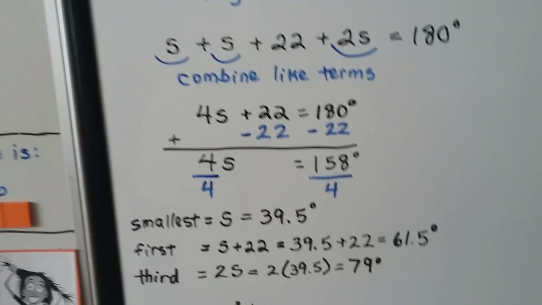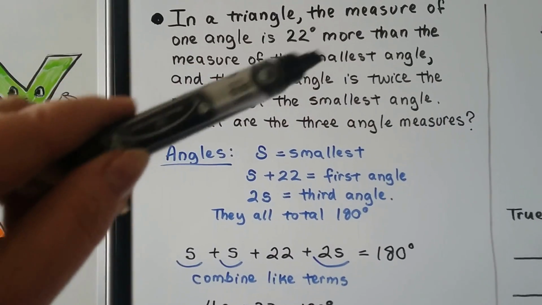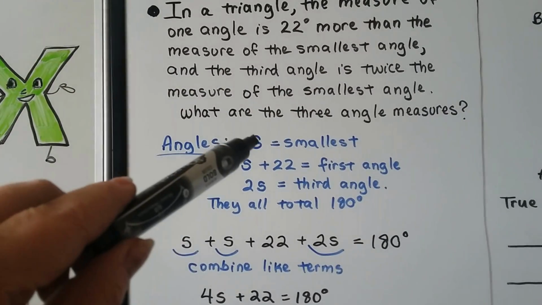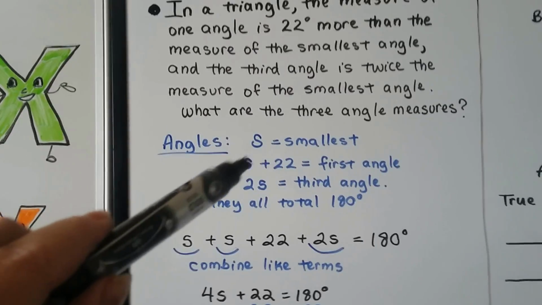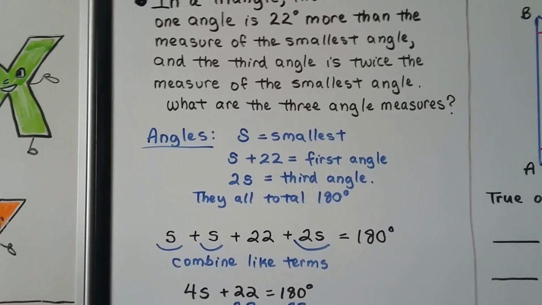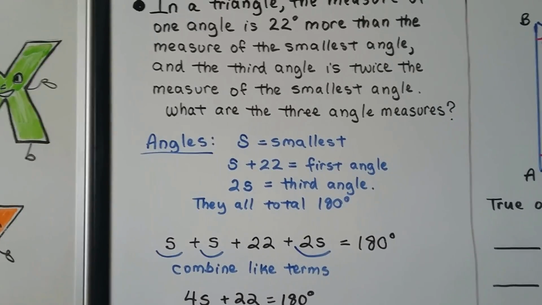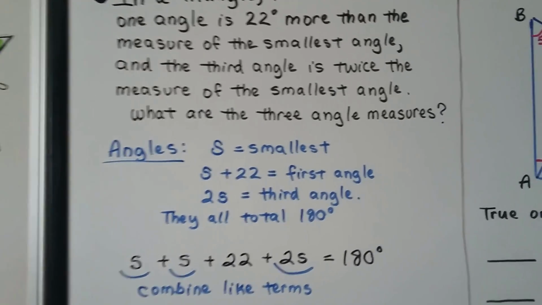Okay? So, because it was comparing everything to that smallest one, I knew that was going to be our X, or in this case, our S. And then we did a plus 22 or a 2s to represent the other ones, okay? So that's going to be the toughest part, is putting it into an equation. But if you look at it and break it into little baby parts, that's what will help you, okay?